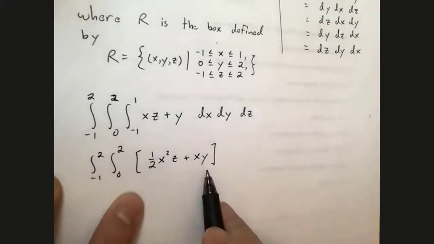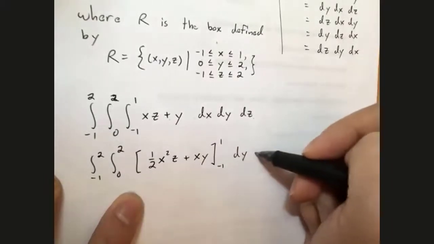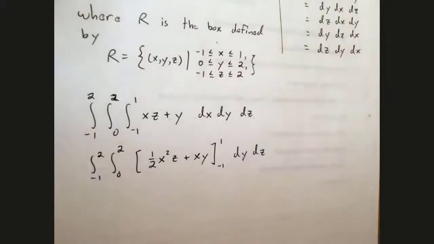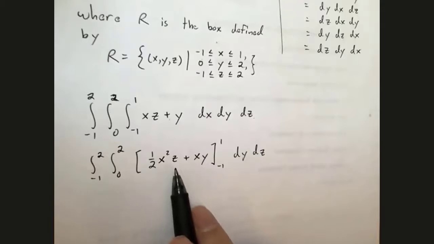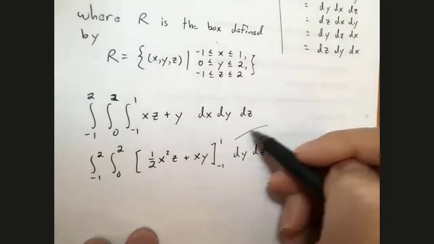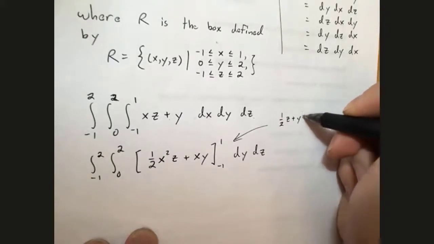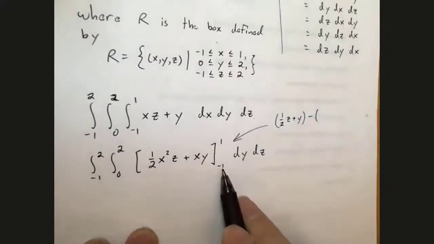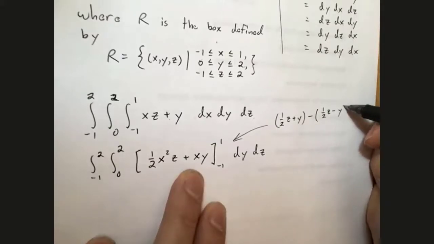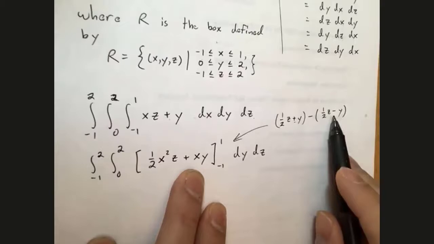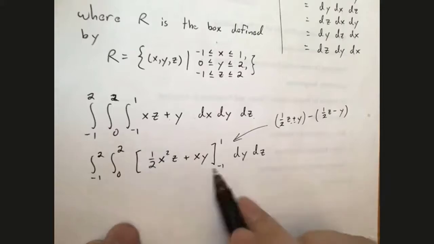Now I have to evaluate this. This is the antiderivative of this. I'm going to evaluate this from -1 to 1. And then I'm going to integrate that dy dz. If I plug in 1, I get 1/2 z plus y. Let me just save space and write this down over here. When I plug in 1, I get 1/2 z plus y. And when I plug in -1, I get 1/2 z minus y. And so when I subtract those, the 1/2 z's cancel, but I get y minus -y, I get 2y. So this whole thing just becomes 2y.